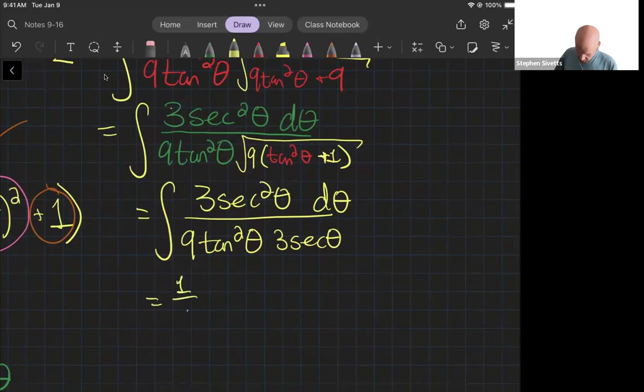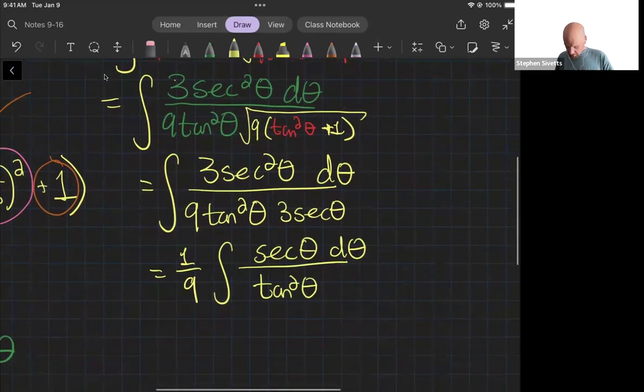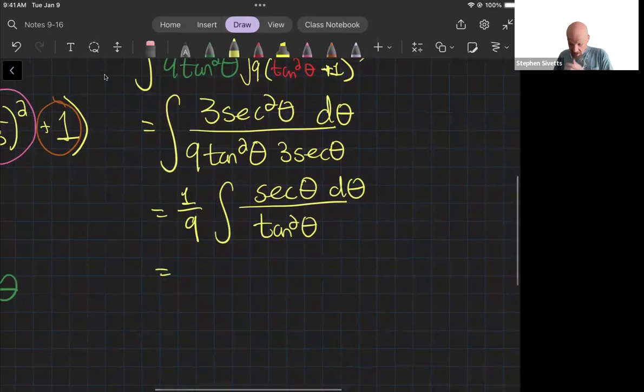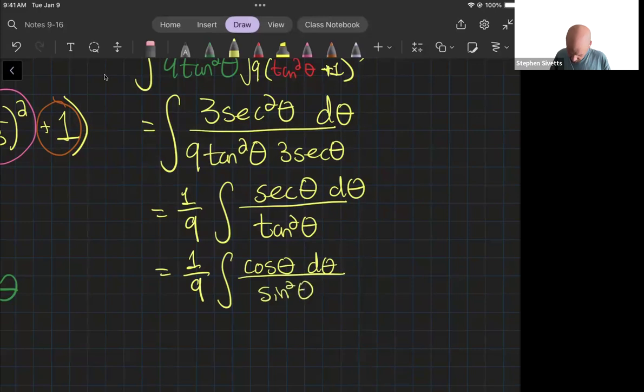And this will equal 1/9 times the integral of, we'll have an extra secant theta in the numerator, and we'll have a tangent squared theta in the denominator, right? Okay. And secant is 1 over cosine, and that is equal to 1/9 times the integral of cosine theta d theta over sine squared theta.